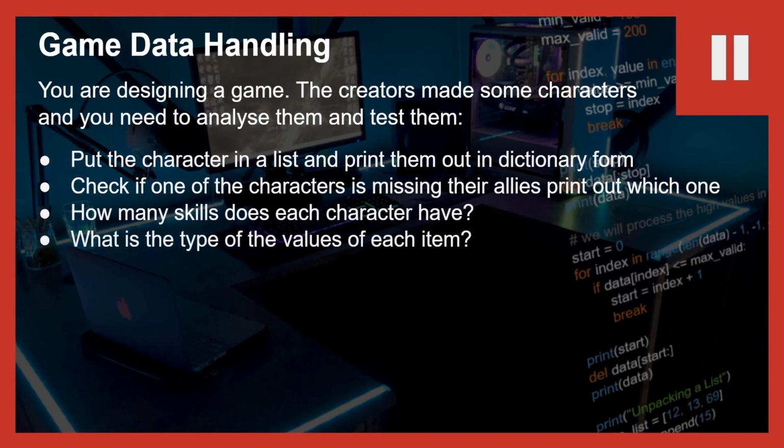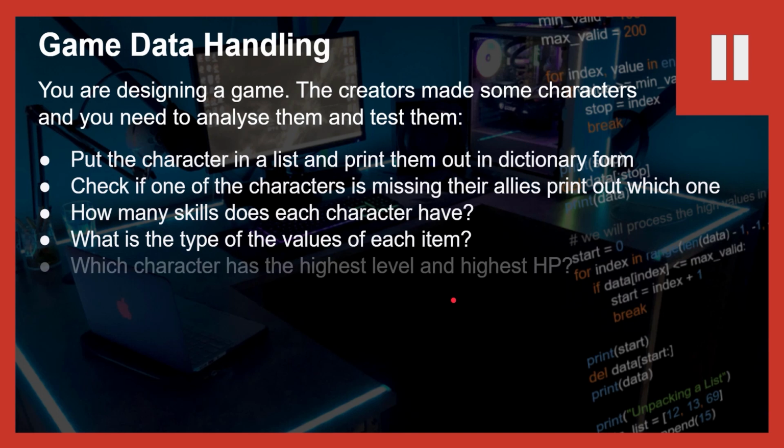Then you'll have to see what is the type of the values of each of the items and the characters. So you need to tell me what the type is. We've already done this. Which character has the highest level and the highest HP? Now this is going to be a tricky one because you'll need to use some for loops or maybe one for loop and then a few if statements. This is kind of a tricky one. Again, you don't have to do every single one, you can skip some of them.